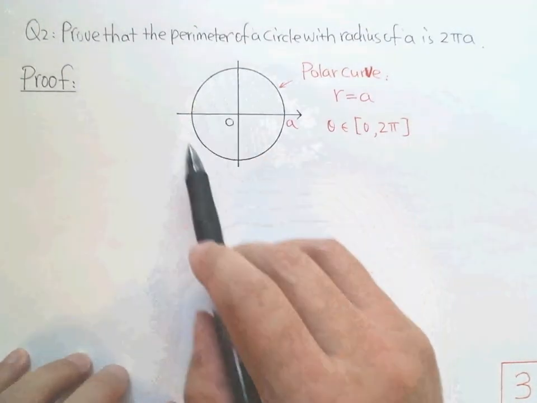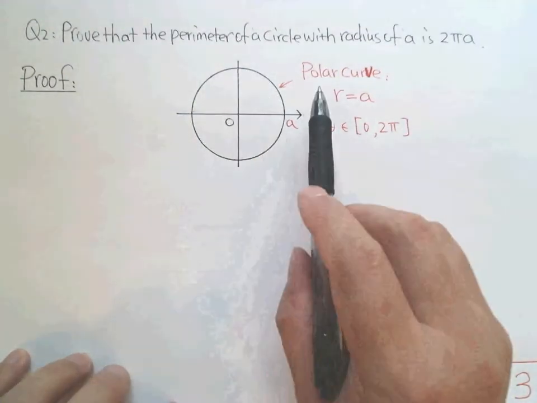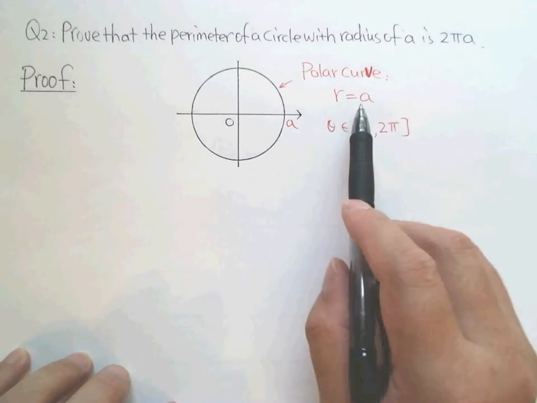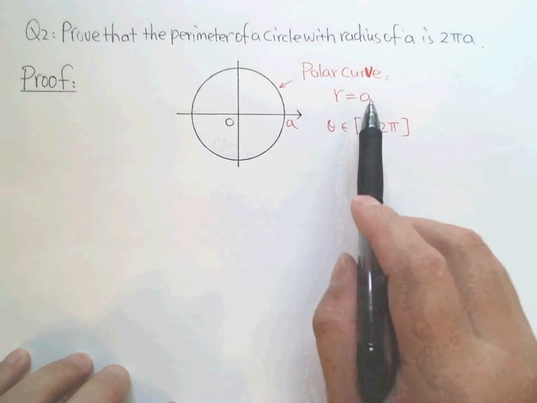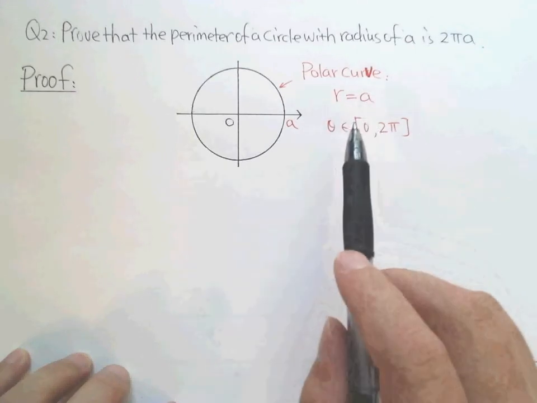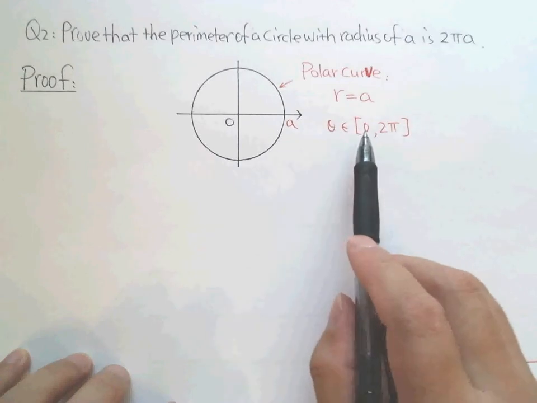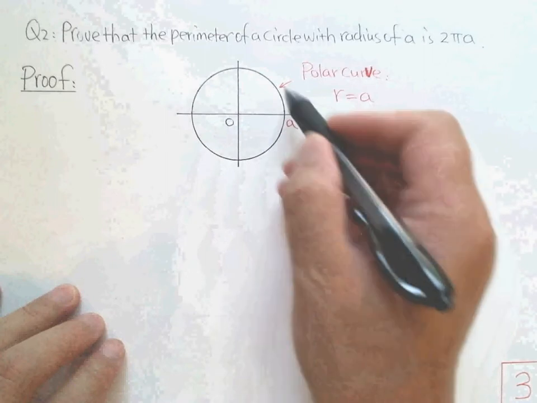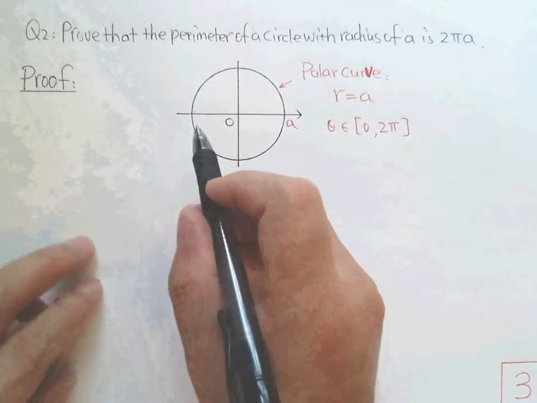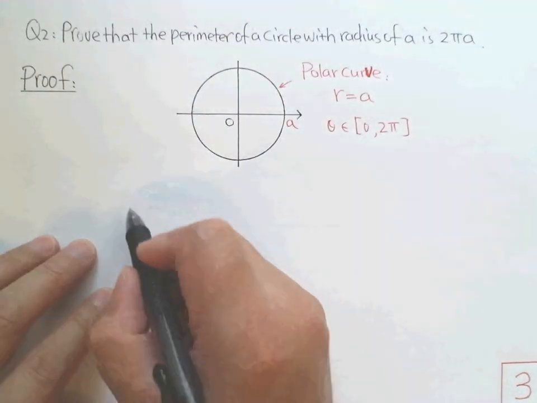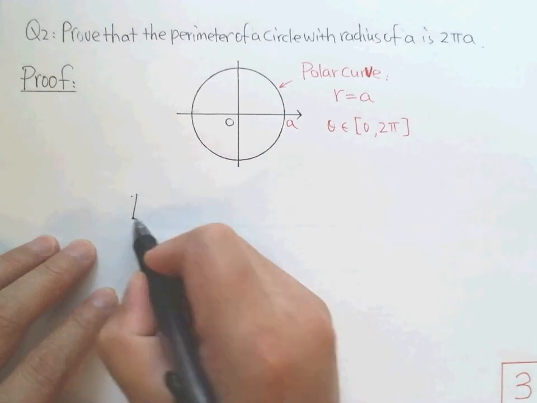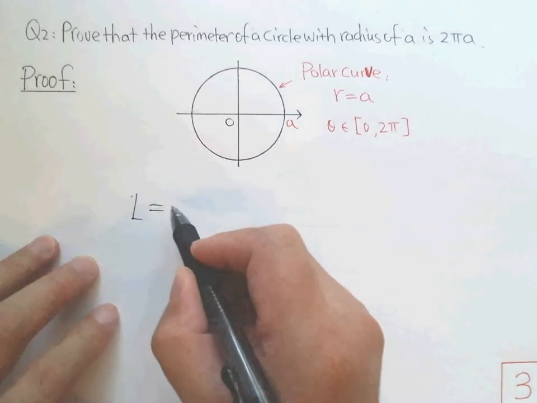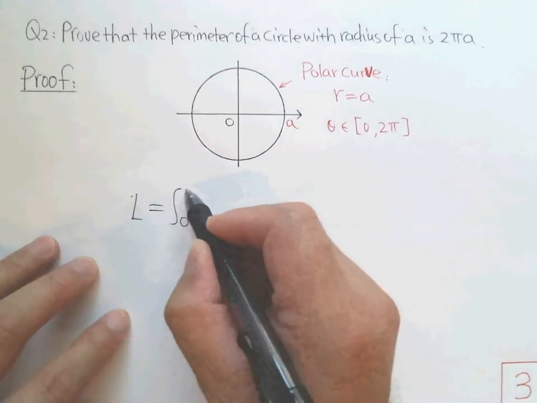So we look at how to prove. First, we describe the curve or the circle in the polar curve, which is r equals a, right? A is the radius. The angle theta belongs to 0 to 2 pi. And then this is the arc length. How are we going to write it? I will use the formula first. L equals what? Integration 0 to 2 pi.